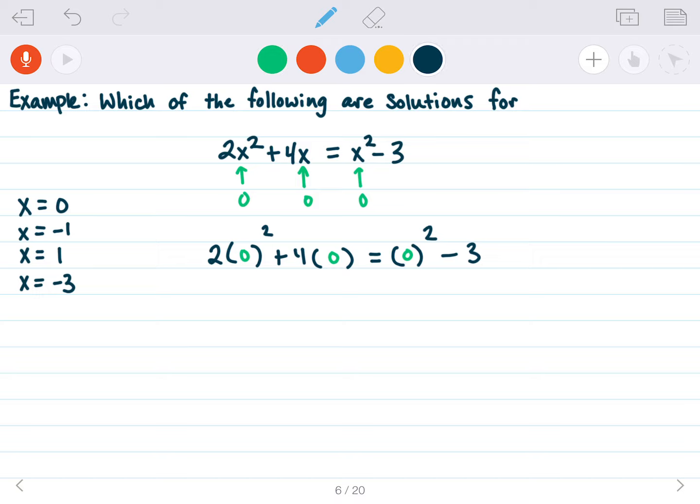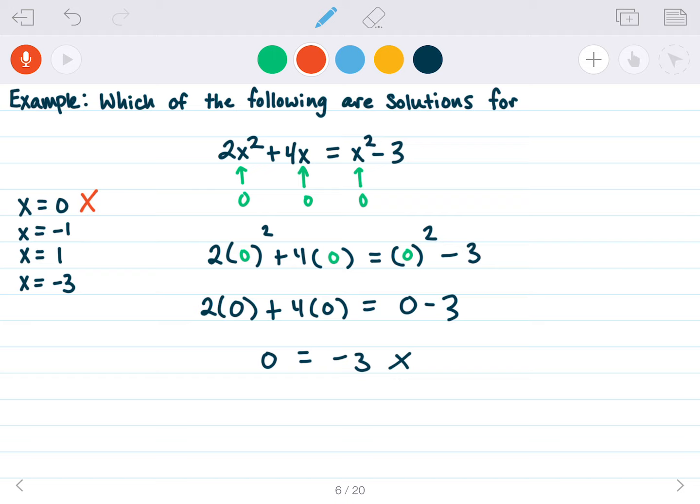So using the order of operations, I do exponents first. 0 squared is 0. So 2 times 0 plus 4 times 0 equals 0 squared on the right, which is 0, minus 3. So on the left, I just get 0 plus 0, which is 0. So 0 on the left equals negative 3 on the right. That is not a true statement, which means that x equals 0 is not a solution.